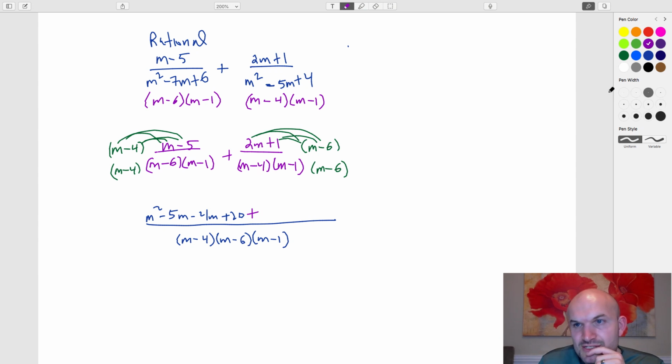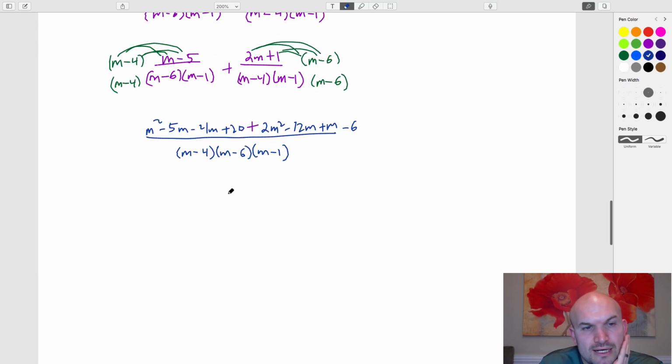And now let's multiply these two. So 2m times m is a 2m squared. 2m times negative 6 is a negative 12m. 1 times m is a positive m. And 1 times negative 6 is a negative 6. Now, some of this you obviously could have done on your own.